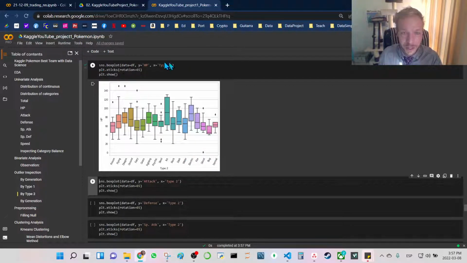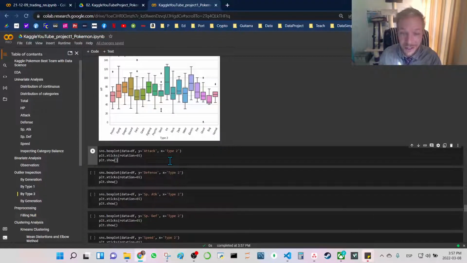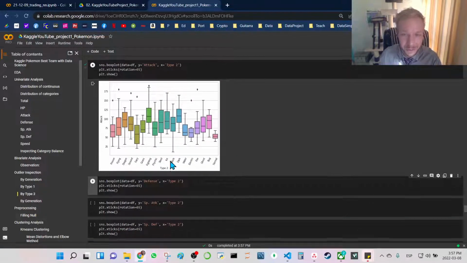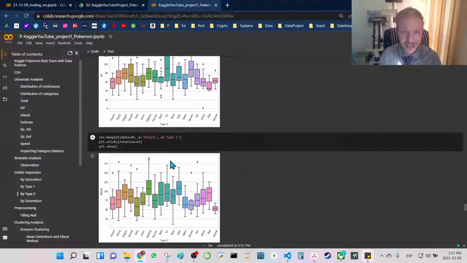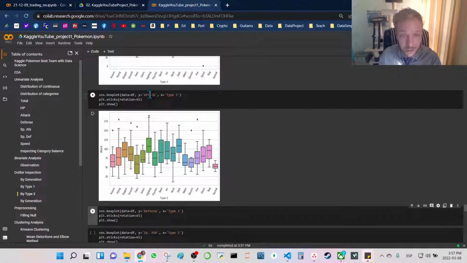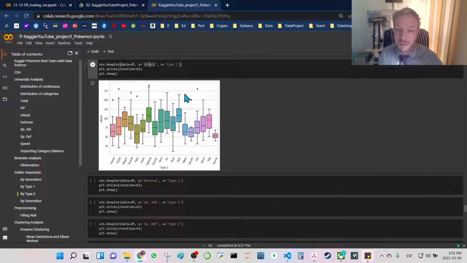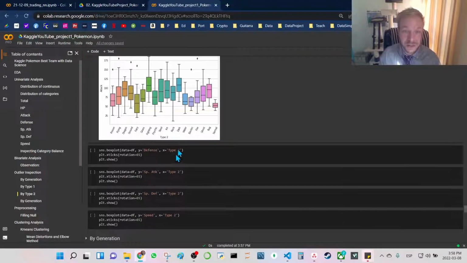A really interesting point about type 2 in terms of HP: we can see here we have a ghost Pokemon that has almost non-existent HP. Hopefully this has really good defense. So there are some outliers on both sides, but notably the ghost Pokemon has a really low HP stat. And type 2 attack, we don't have as many outliers, a little bit more consistent across the board, but we do have some outliers on the upper side of every category in type 2.